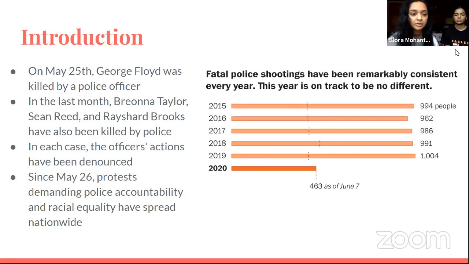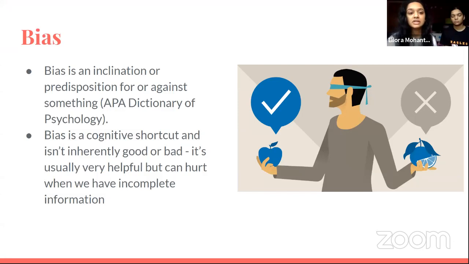So when we're thinking about why this is happening and there's this push for racial equality, it's clear that racism exists, but where is racism coming from within each person? Like, what is it rooted in? And racism is really rooted in what we call bias. So bias is an inclination or predisposition for or against something, as defined by the APA Dictionary of Psychology. And it's essentially a cognitive shortcut, and it isn't necessarily good or bad.